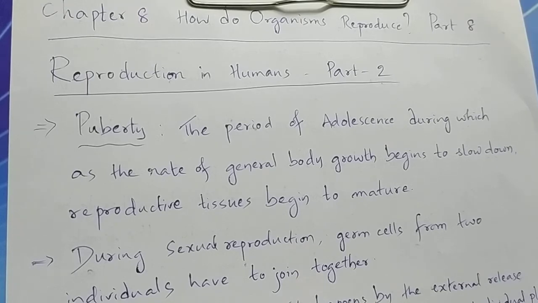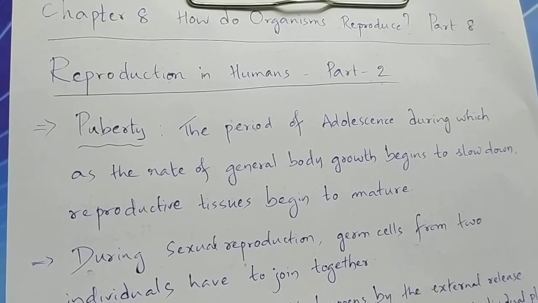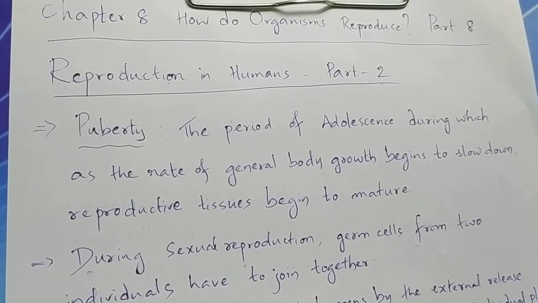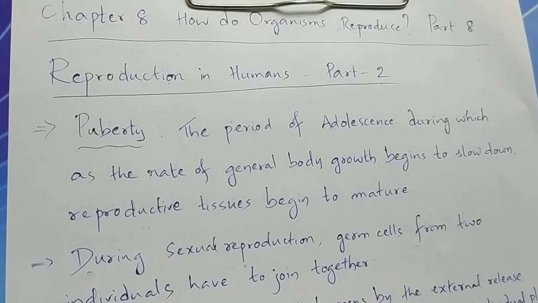The germ cells from two individuals have to join together. During sexual reproduction, the germ cells from two individuals have to join together. What are these two individuals called? Male and female. So from male and female, the germ cells have to join together. This is the first thing that has to take place as a process of sexual reproduction. Germ cells are formed in male and female organisms, but they have to join together. Only then is the primary event of sexual reproduction completed.